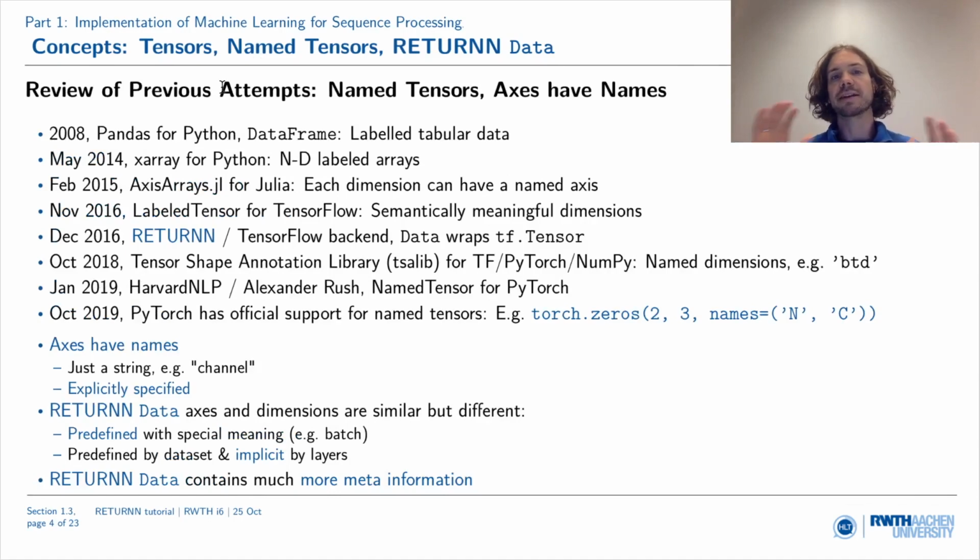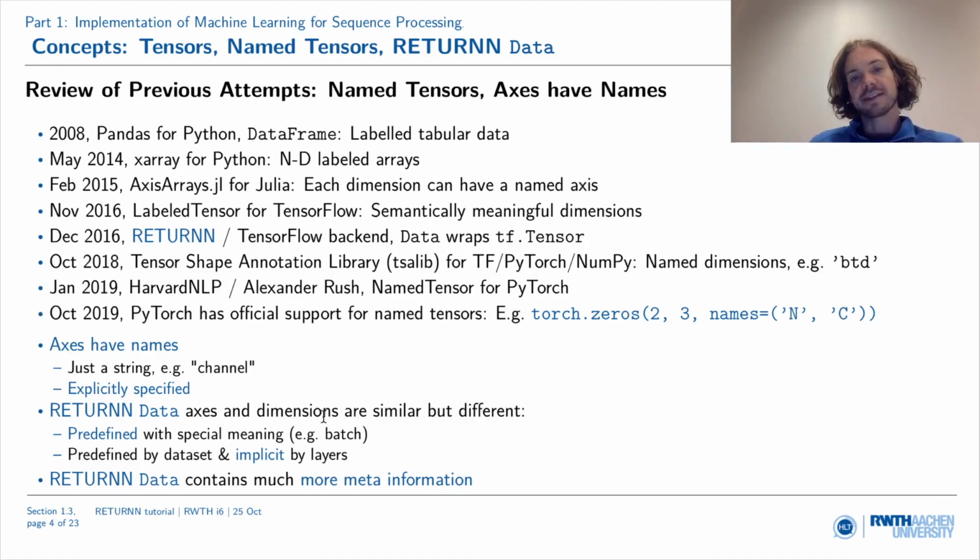So this concept of having named axes, named tensors, is already older. Here's some review. I won't go into detail through it. In RETURNN, 2016, we introduced this Data class, which has similar ideas. Important to note is maybe 2019, there was this named tensors for PyTorch. And later, PyTorch officially adopted this idea and has official support for named tensors. It looks like that. Here you would define a zero tensor of shape 2, 3, 2 dimensions, and you specify the names for these dimensions. N is a batch dimension, C channel dimension. So axes have names, usually just a string and explicitly specified, like here.